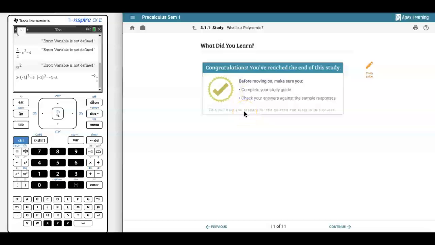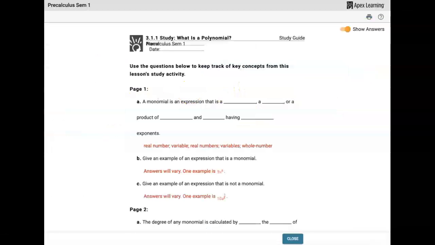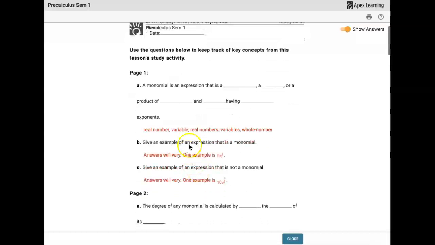Okay, so moving forward here, we're going to go over the study guide quickly. I know this one's running a little bit longer, so I'll try to speed it up here. So highlighting the answers here, a monomial is an expression that is a real number, a variable, or a product of real numbers and variables having whole number exponents, right? 1, 2, 5, 7, whole positive numbers. All right, so give an example of an expression that is a monomial.